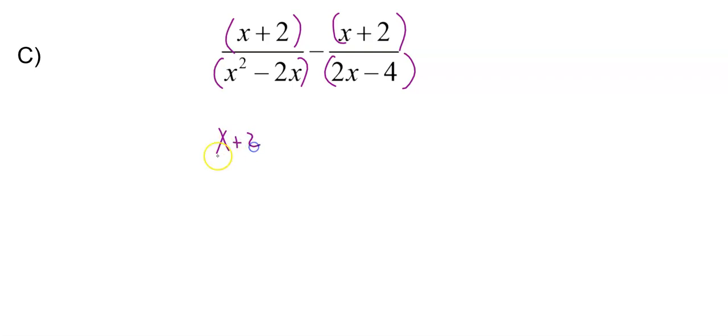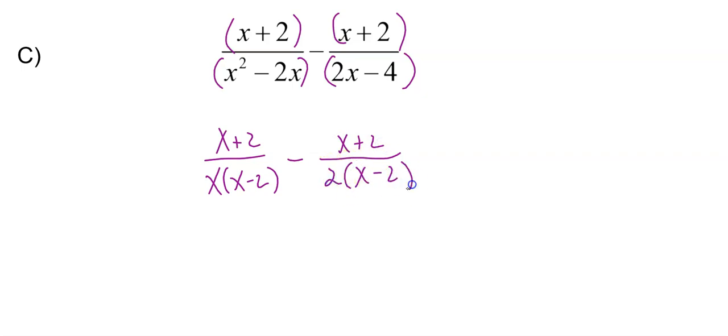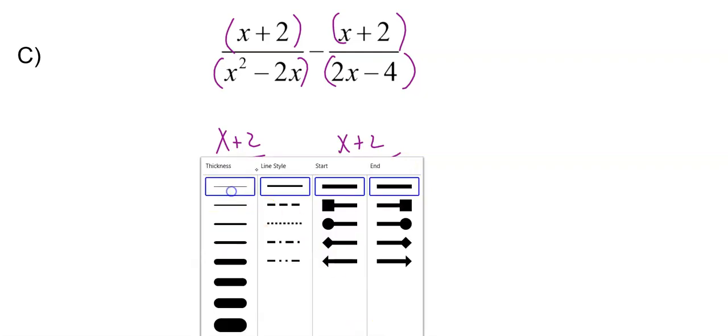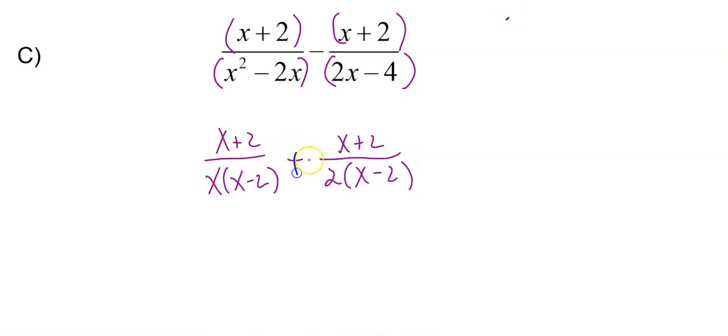So x plus 2 over x times x minus 2, minus x plus 2, 2 times x minus 2. By the way, I might just consider doing this. I might change this to a plus and distribute that up top. So just so I don't forget about all the negatives that could get more complicated, I think it might be smart just to do that first. And then let's see what happens here.